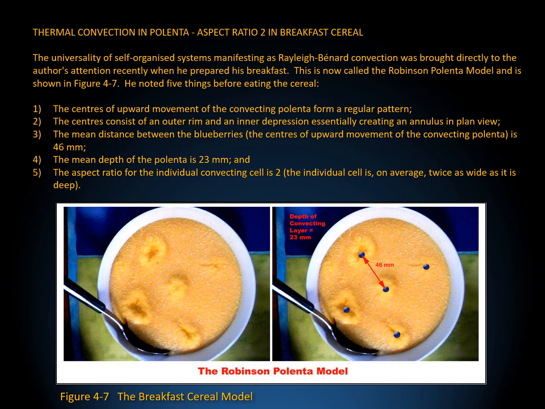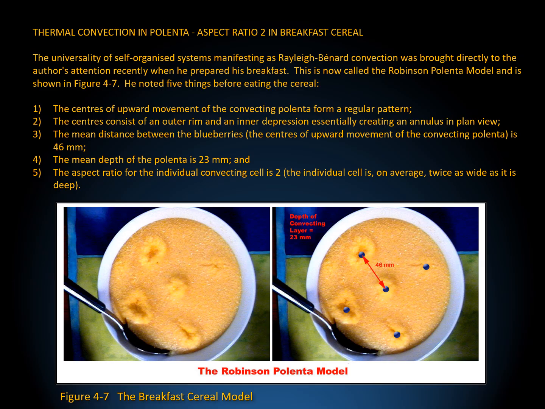The universality of self-organized systems manifesting as Rayleigh-Benard convection was brought directly to the author's attention recently when he prepared his breakfast. This is now called the Robinson polenta model and is shown in figure 4-7. He noted 5 things before eating the cereal.